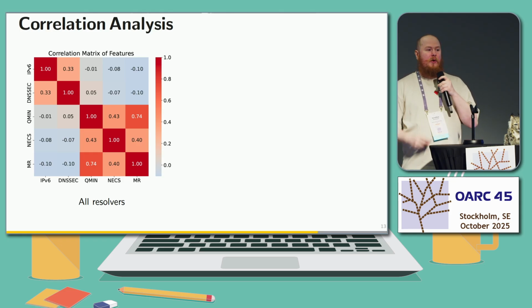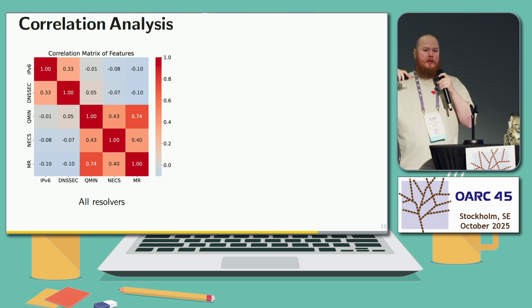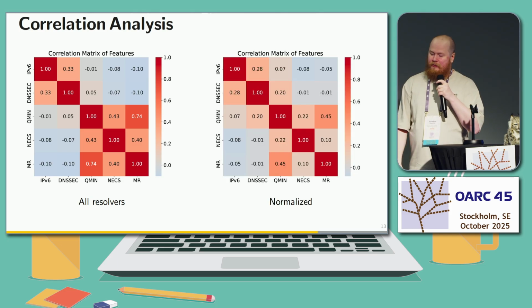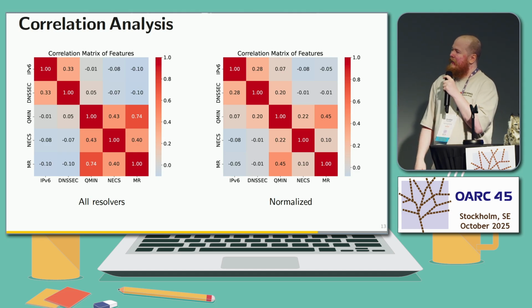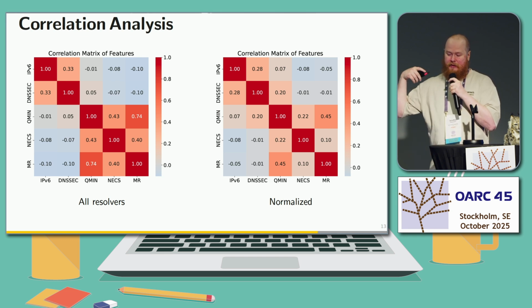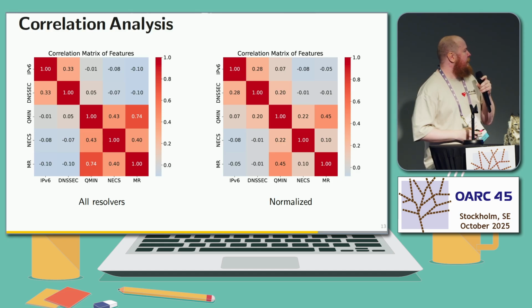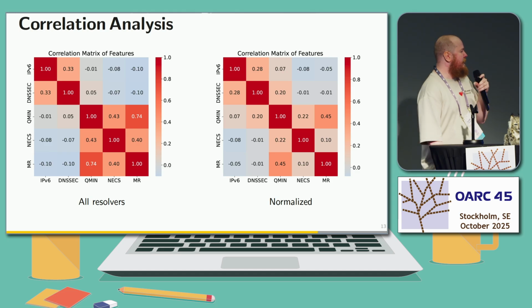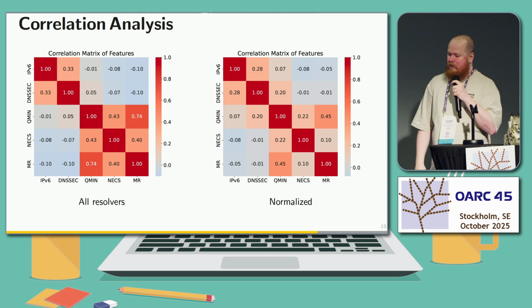Here we have all probe resolver pairs, and since public resolvers are very popular, they may skew this kind of analysis. That's why we also take a look at the individual unique resolvers. So we have a new heat map. Here we see slightly weaker correlations, but we also see a new one pop up, which was not there before, between query name minimization and DNSSEC, which was a fun find. Still, the strongest correlation between any 2 features in both of these analyses was between minimal responses and query name minimization.